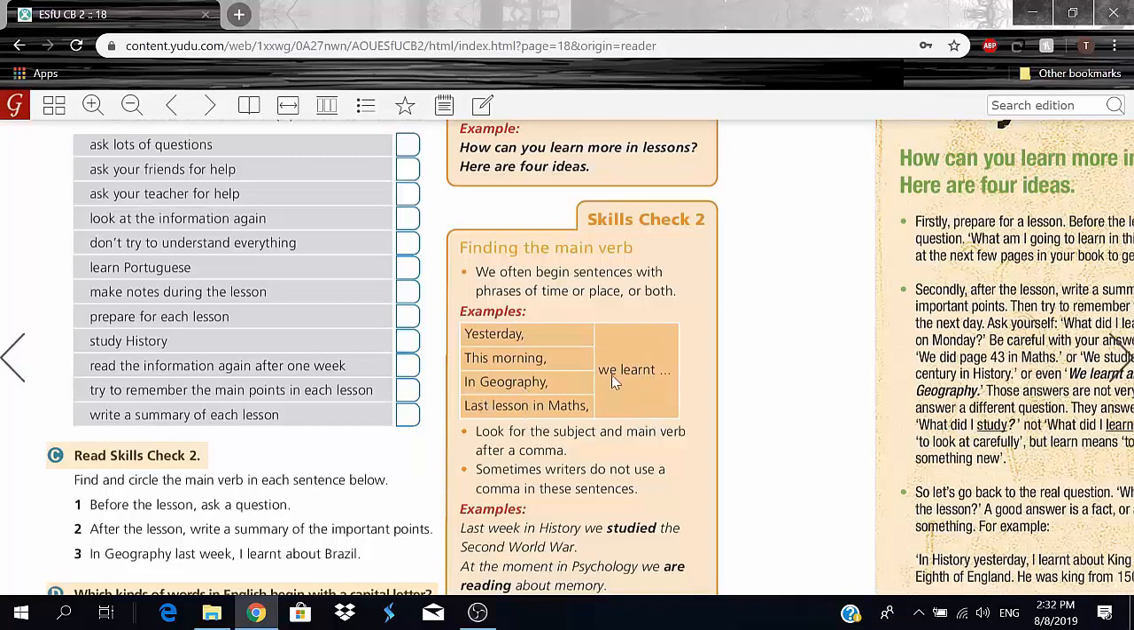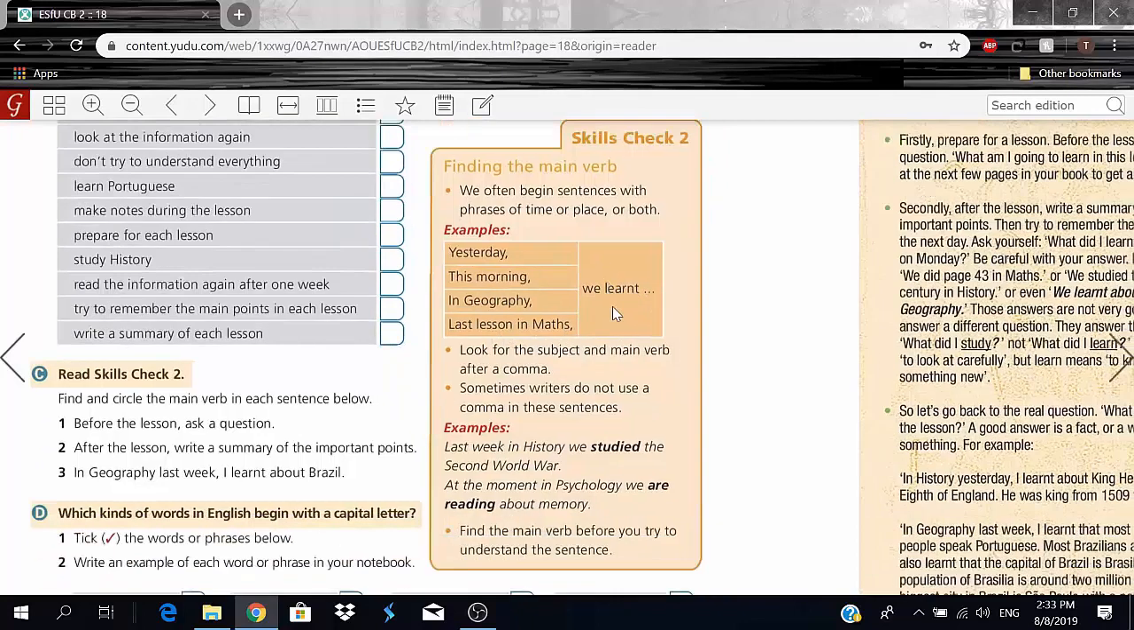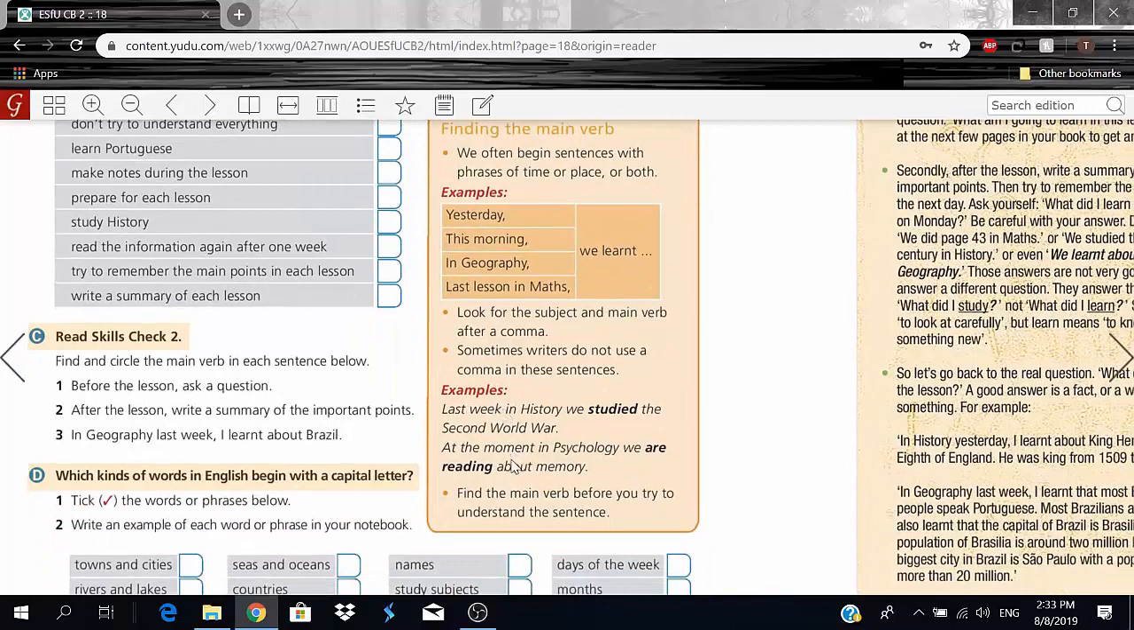In geography, we learned, okay? And finally, last lesson in math, we learned. Learned here is the main verb, okay? Have some examples here. Last week in history, we studied the Second World War. So last week in history, we studied. This right here is the main verb.